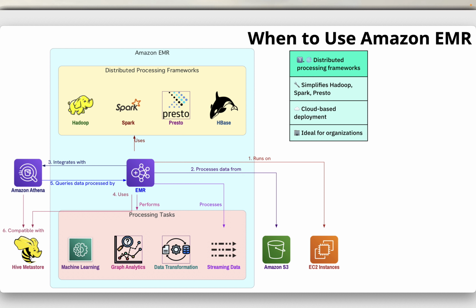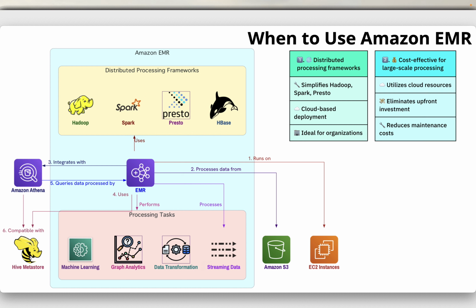Amazon EMR simplifies running highly distributed processing frameworks such as Hadoop, Spark and Presto compared to on-premises deployments. This makes it ideal for organizations looking to leverage these powerful tools without the complexity of managing the infrastructure themselves. EMR offers a cost-effective solution for running large-scale data processing tasks. By utilizing cloud resources, it eliminates the need for significant upfront investment in hardware and ongoing maintenance costs associated with on-premises solutions.